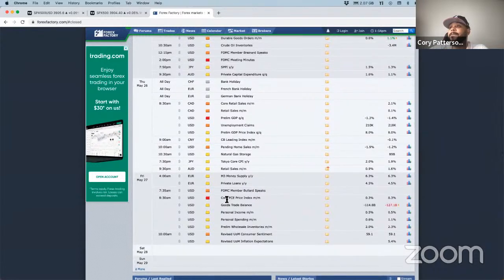And Friday, consumer sentiment. So next week should be pretty big.